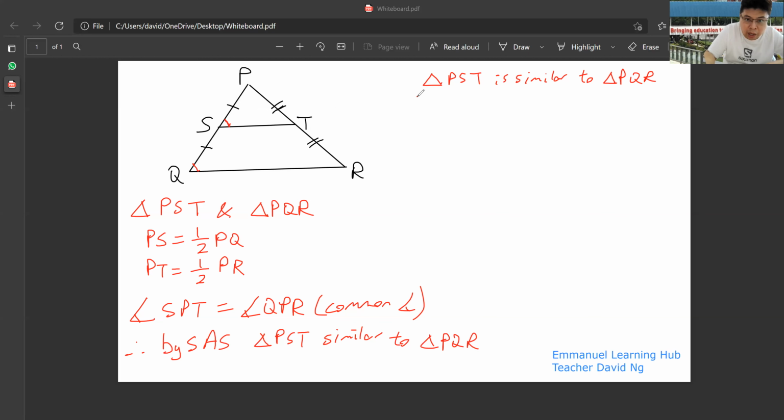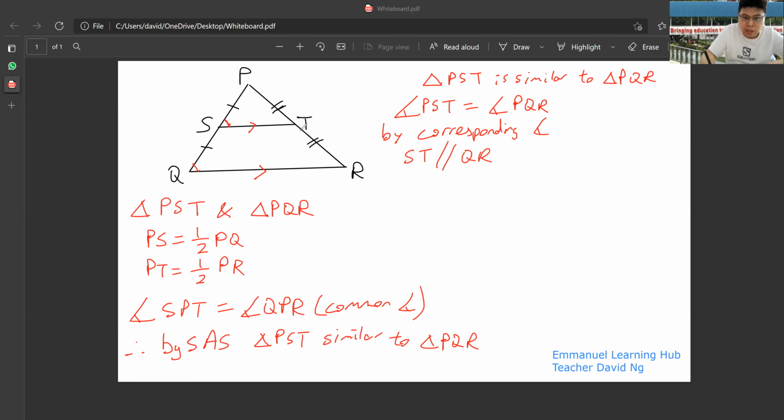Since they are similar triangles, my angle PST will be equal to angle PQR. Since these two angles are the same, therefore these two lines must be parallel because of corresponding angles. So by corresponding angles, ST is parallel to QR. So I've proven that they are parallel.